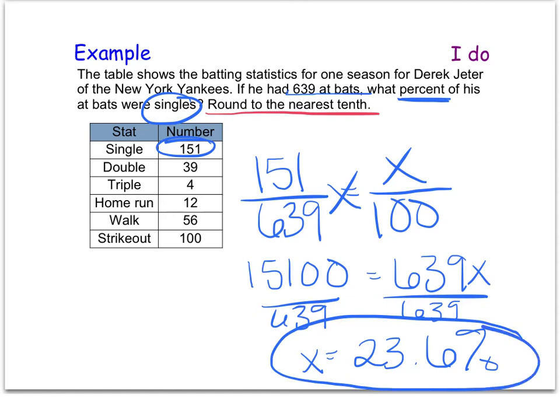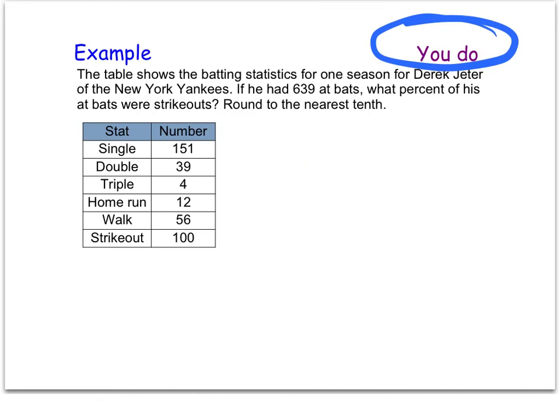Okay. All right, you try this one. Do the best you can. Don't just let me work it out. You try it, and then once you try the best you can and have an answer, then replay me when you're ready for the answer. Okay, so again, still Derek Jeter, still the New York Yankees. Doesn't really matter too much for this problem. But if he has 639 at-bats, they're asking what percent were strikeouts, round to the nearest tenth.